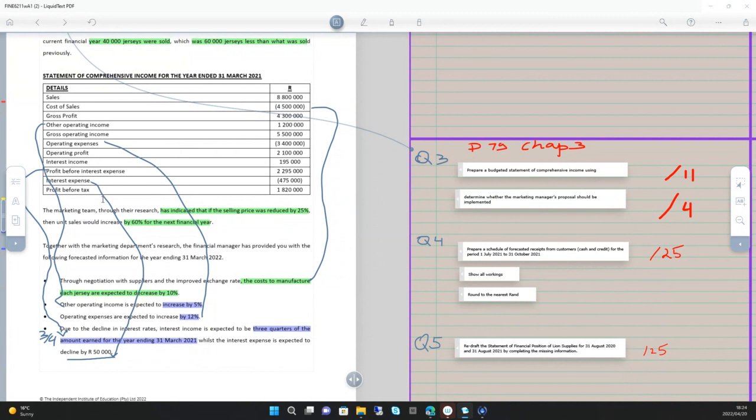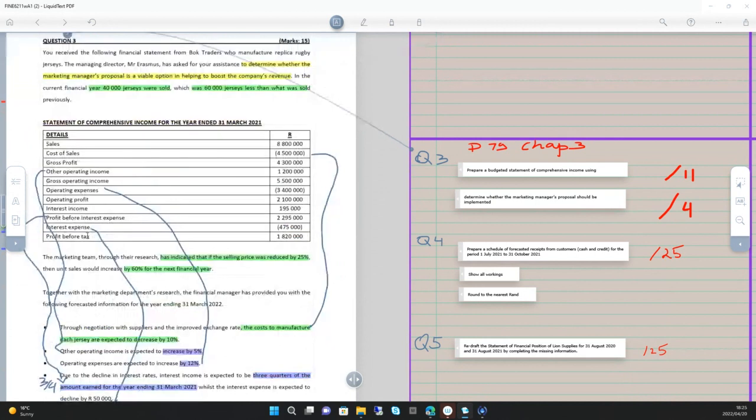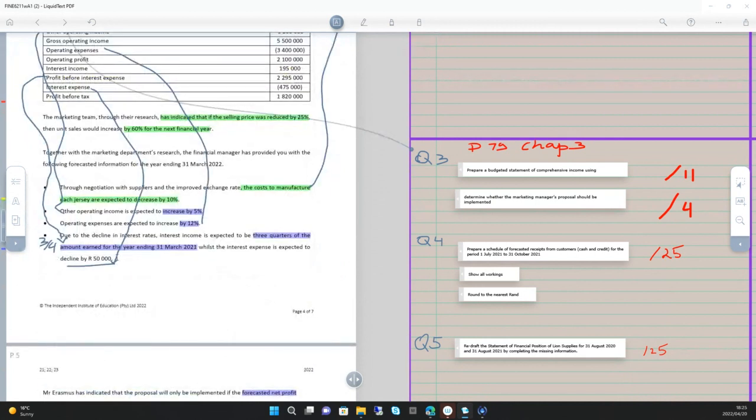If it contains numbers, if it contains percentages, that means it's something you need to pay attention to. So looking quickly at the case study itself, you can see how many things I have highlighted that are quite important. An example of that will be 3/4 of the amount earned for the year. Quite important.